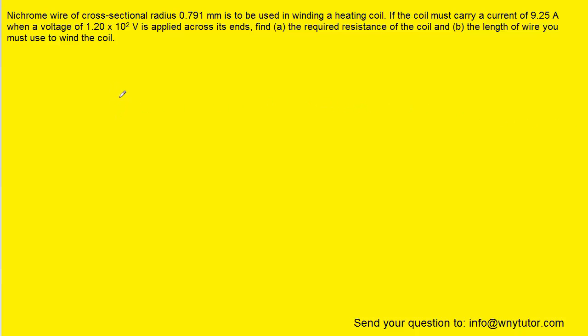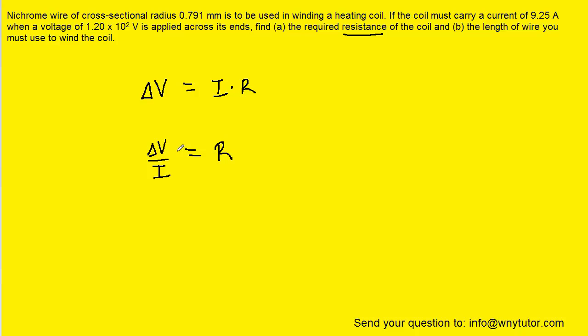For part A, we're going to consider Ohm's law, which of course tells us that the potential difference across two ends is equal to the current multiplied by the resistance. Now, this question is asking us for the required resistance in the coil, so we want to isolate the resistance R in this equation. So let's go ahead and divide both sides of the equation by the current I. And we can see, therefore, the resistance equals the potential difference divided by the current.